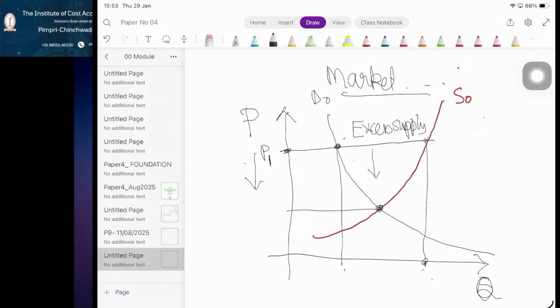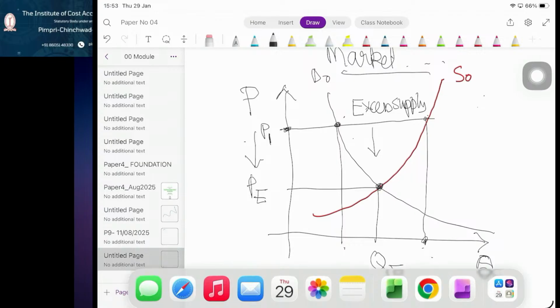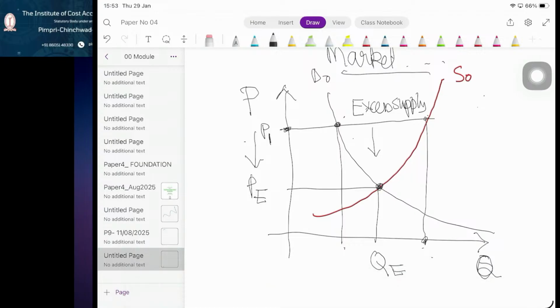such that quantity demanded is equal to quantity supplied. Only when the equilibrium price is such that quantity demanded is equal to quantity supplied, we will be in an equilibrium position. Did you all get this?